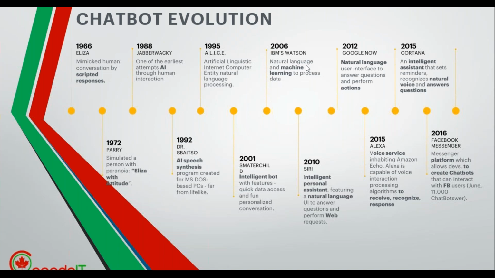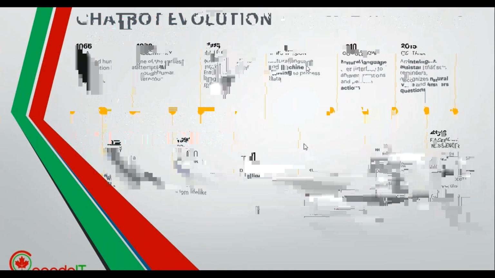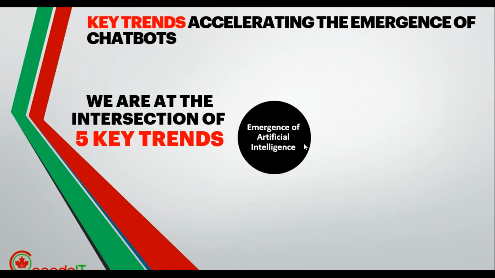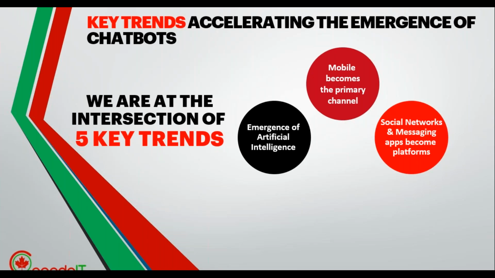So what are the key trends, why has the chatbot emerged, and what are the other accelerating points for chatbots now? Where we are right now: the emergence of artificial intelligence. AI is a buzzword now. Each and every company has started investing a lot in AI and doing lots of research. That's one of the main focuses. Then, mobile has become a primary channel. Everyone holds a mobile, so it's easy to reach people through mobile. And social networking and messaging apps. Most people are on social networking now, and all are using messaging apps.